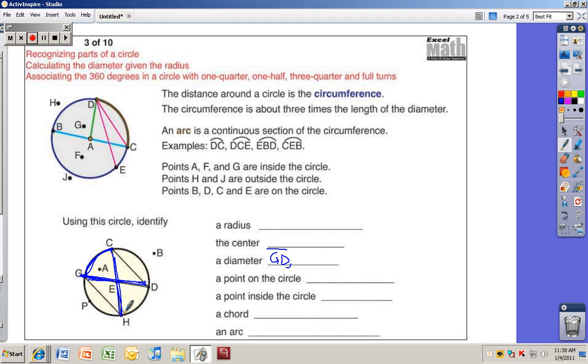C and H. There it is. Okay, CH. Now again, you only had to write one of those, but those are the 2 possible answers.